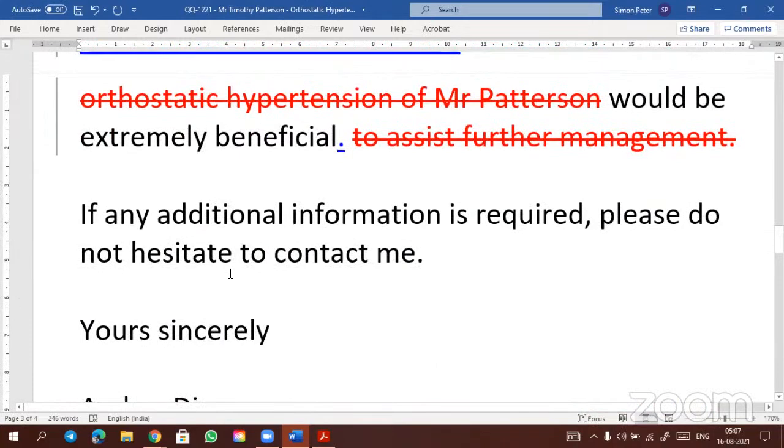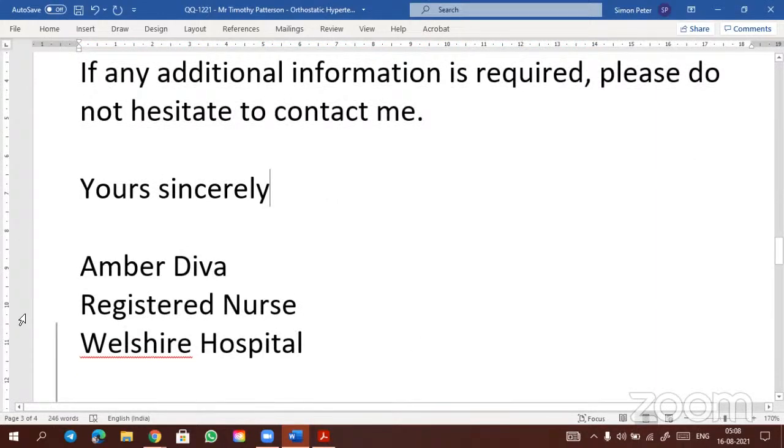If any additional information is required, please do not hesitate to contact me. Okay. There's no need. Yours sincerely, Amber Diva. I told you 2 lines. You have to leave 2 lines normally. But leave 2 lines always. Better 3 lines if the name is not given. Or 2 lines. Okay, here in between, put 1 line and then in that new line, you have to place the signature.